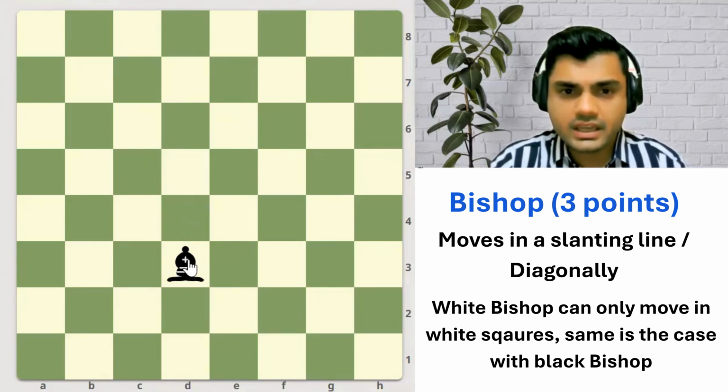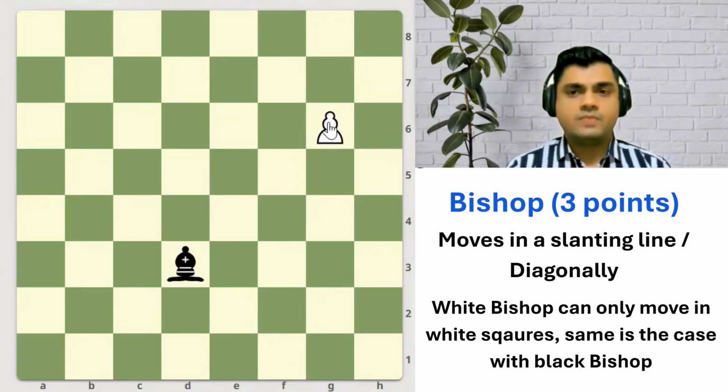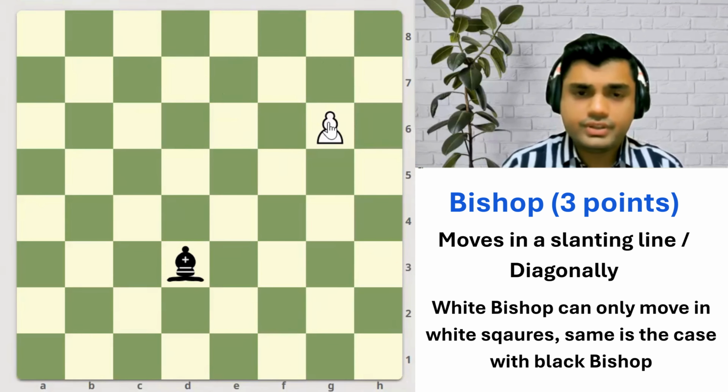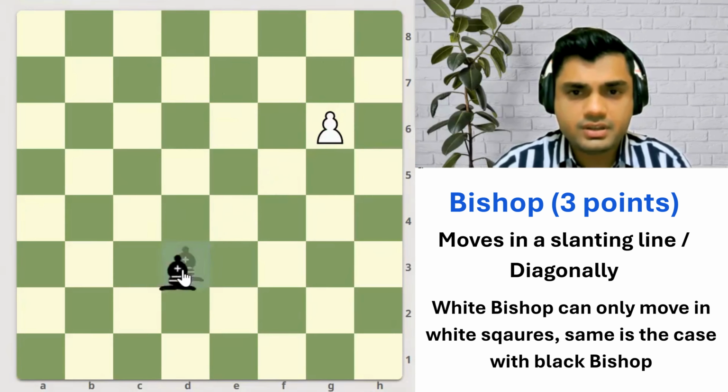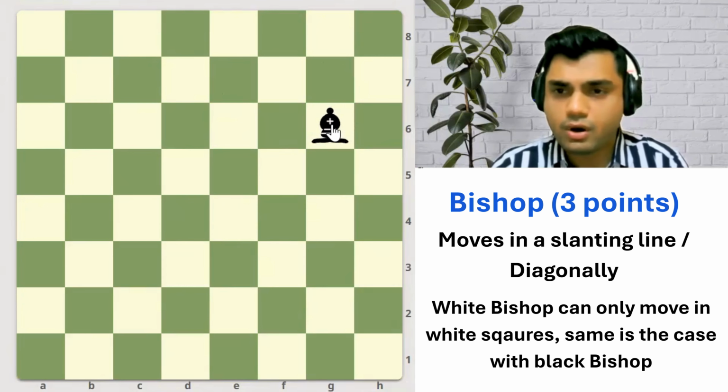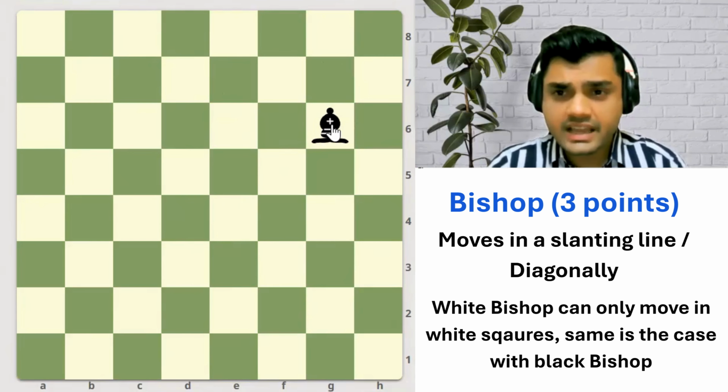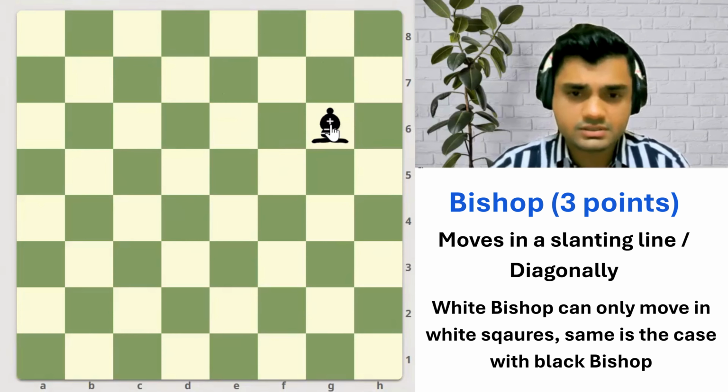Now, let's say if the bishop is here and the pawn is here, can I capture this pawn in one move? Yes, I can just take the bishop here and capture the pawn in one move, because bishop moves in a slanting line and it can take any number of steps.